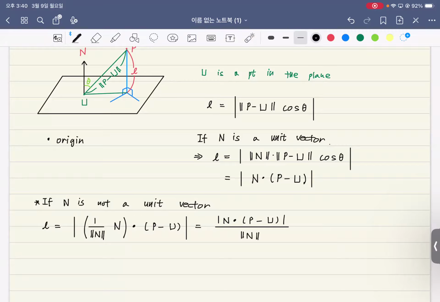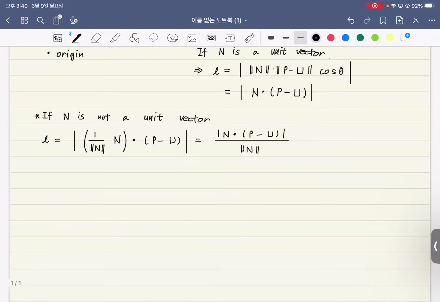Okay. So this is a very famous formula for computing the length between a point and a plane. If you do not know this formula yet, then I guess this is a really nice time to memorize it, at least by the end of the semester.